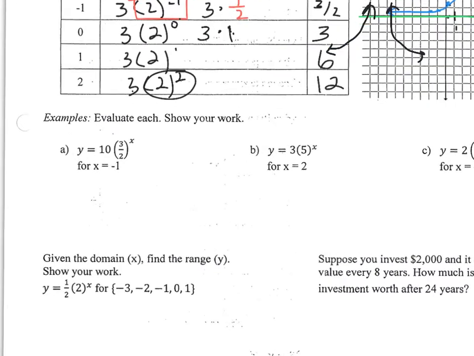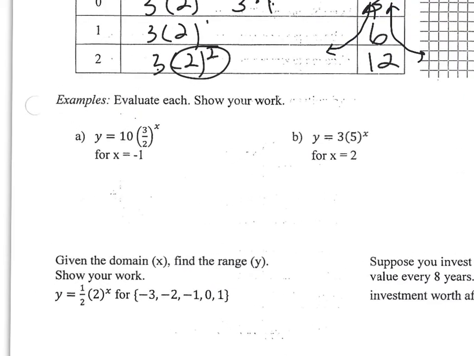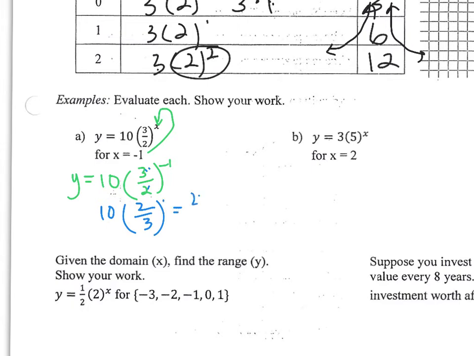So down here, evaluate. So evaluate means to plug in. So you're going to plug in x is negative 1. So it's going to be y equals 10 times 3/2 to the negative 1. So if we have a negative exponent, what we're doing is we are actually flipping these two around. So it's going to be 10 times 2/3 to the 1 power. So this is going to be 10 times 2, which is 20 over 3.